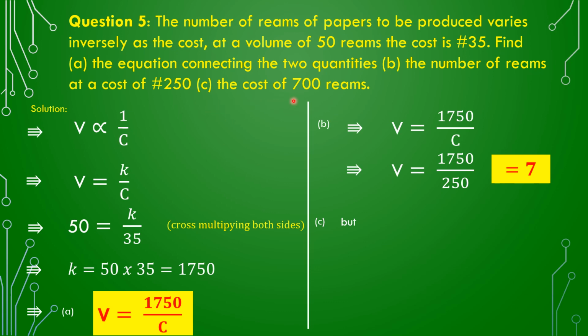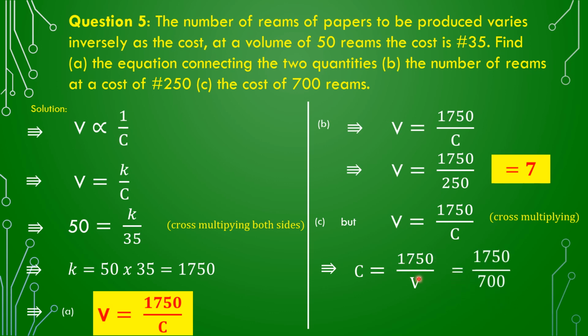Now they say we should go to the cost of 700 reams. Now they want to know the cost, giving you what? The number of reams, which is the volume, as what? 700. But our same V is equal to 1750 divided by what? C. Now we are looking for C. What do we do? We cross multiply and make C what? The subject of the formula. This simply means that C is now equal to 1750 divided by V. And our V is what? 700. So 1750 divided by 700, which is equal to what? 2.5. So therefore, the cost of 700 reams is equal to what?